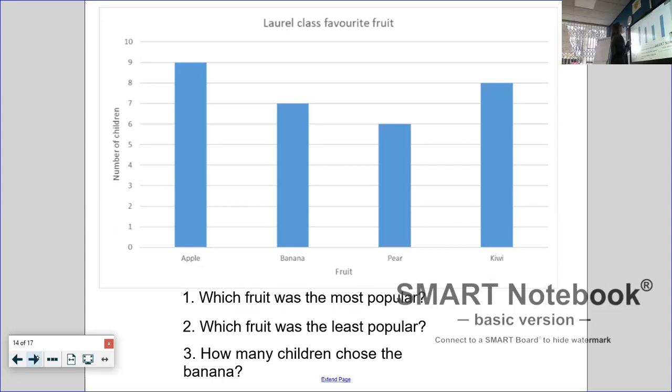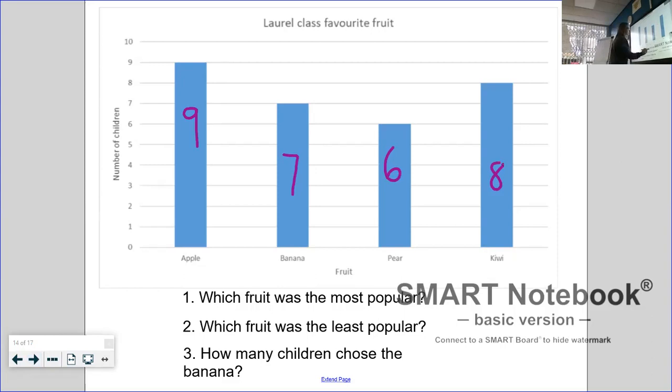So we know this is Laurel's class favourite fruit from last year. We have got our scale at the side of number of children. So I know that the number of children who like apple is 9. I already know that because I'm just adding my totals in. Banana is 7. Pear is 6. And kiwi is 8. So I've now added a bit of information, so when I answer questions, it might help me.